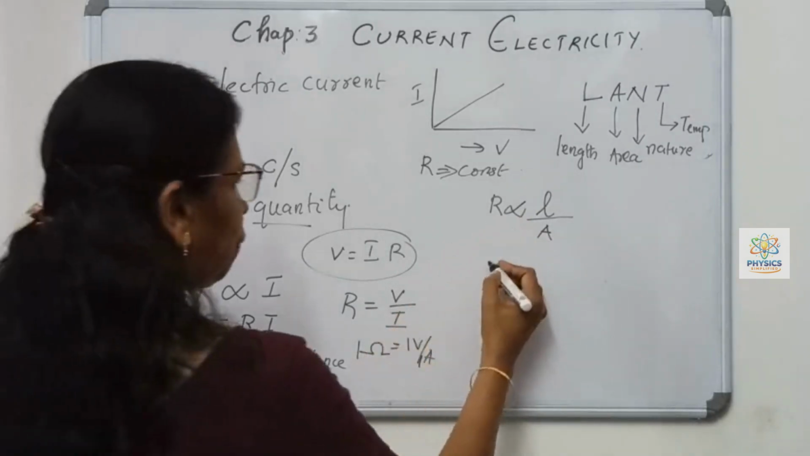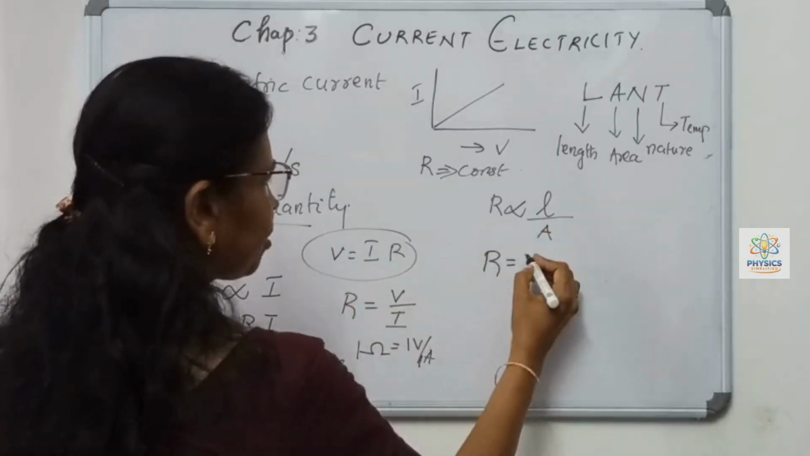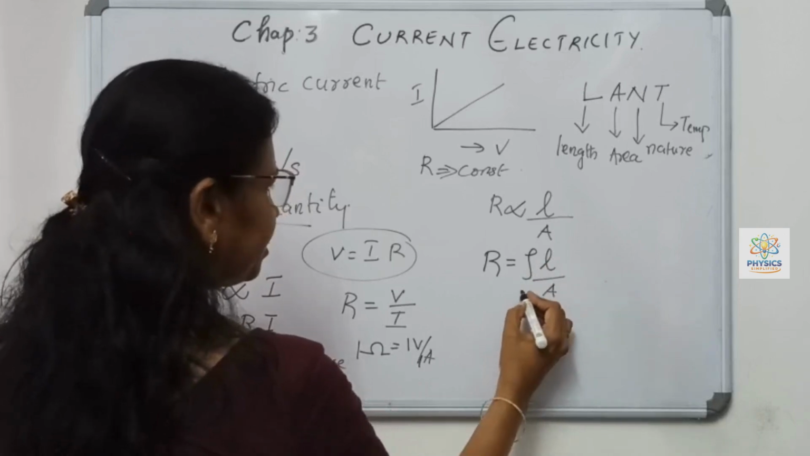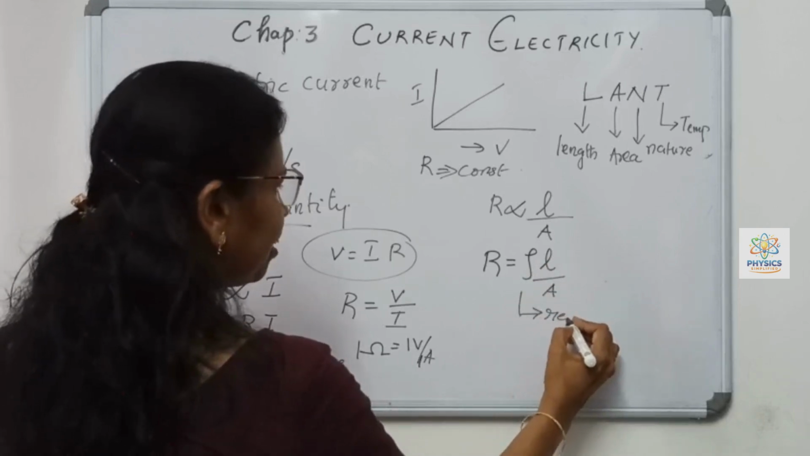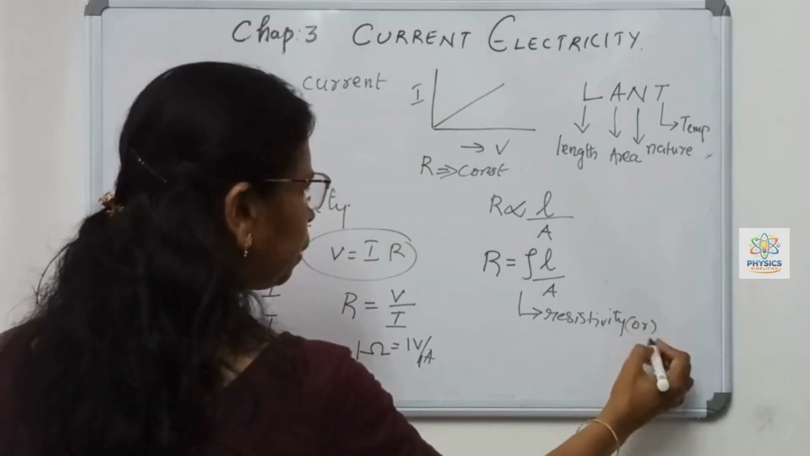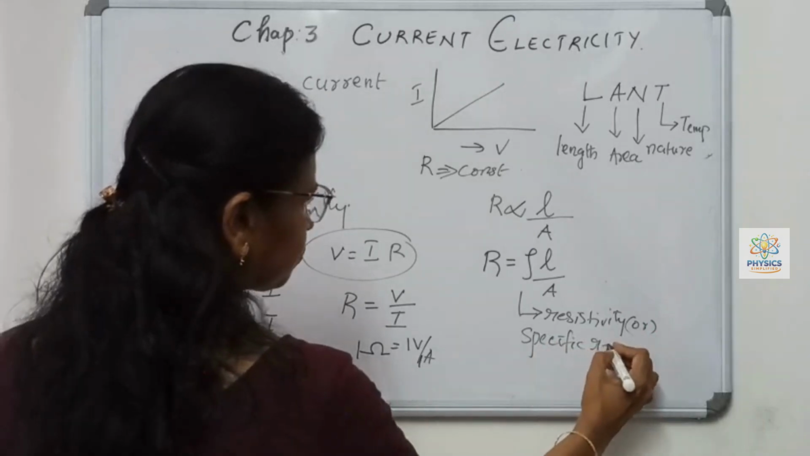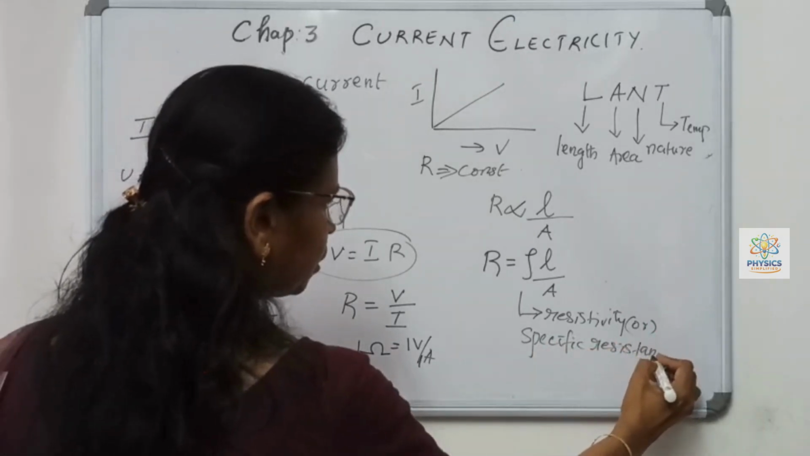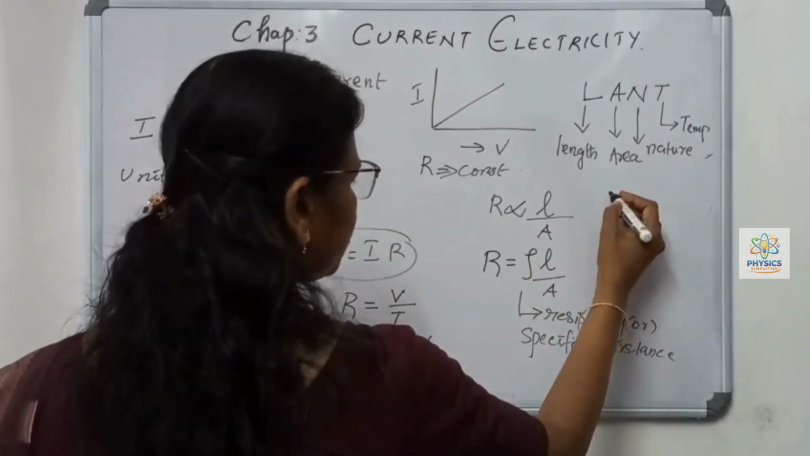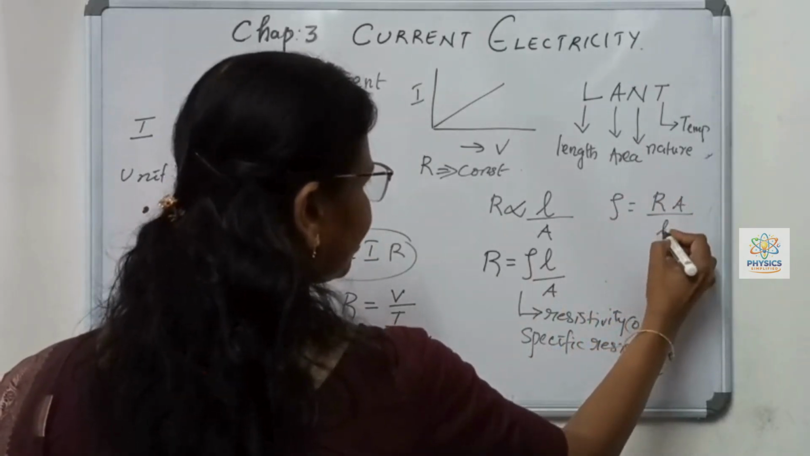To remove this proportionality, we are going to introduce a constant. That constant is rho L by A. Here rho is said to be resistivity, or the other name of resistivity is specific resistance. So from this relation we can write resistivity rho is equal to R A by L.